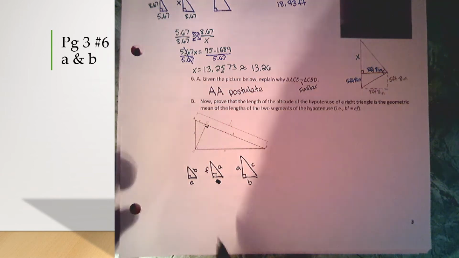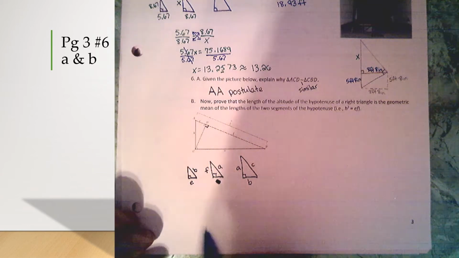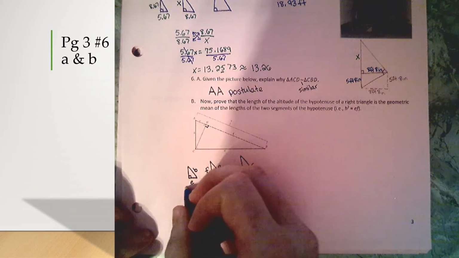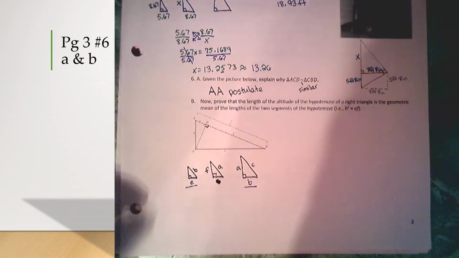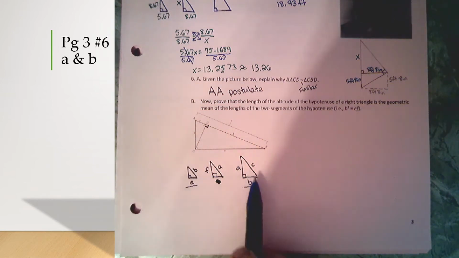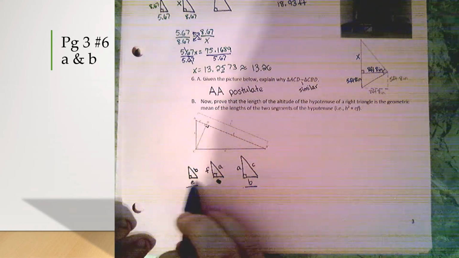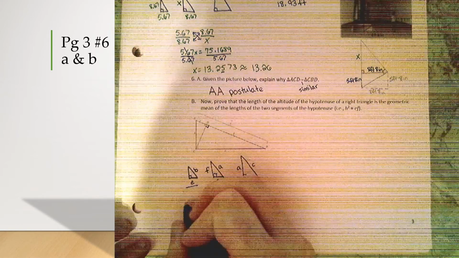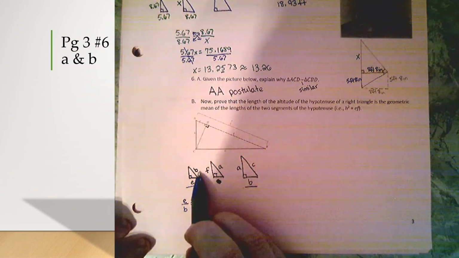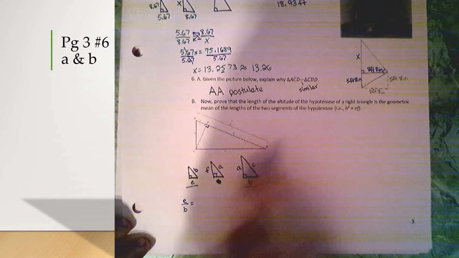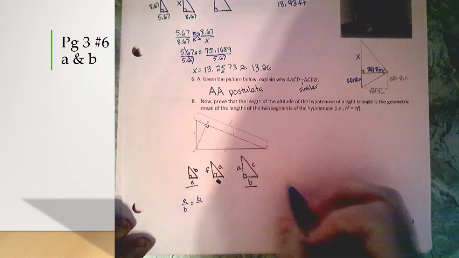So the first one I'm going to do is the small one here, and I'm going to combine the small triangle with the large one. So E is the short leg, so I'm going to combine that with B. So E over B equals, and then we have the hypotenuse just like they were asking for. So B would go with C.